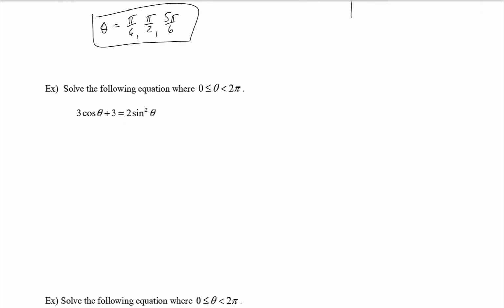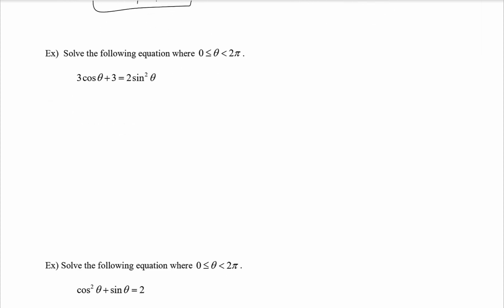All right, let's try another one. So this one, I have a cosine ratio and a sine ratio. Well, that's not good. I don't want two different ratios I've got to worry about. So let's use one of our fundamental identities. We know that sine squared plus cosine squared is equal to 1. In other words, sine squared is really just 1 minus cosine squared. If I move that over, so I'm going to do 1 minus cosine squared in here.